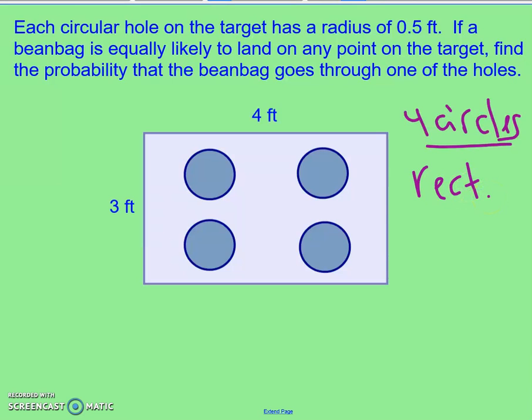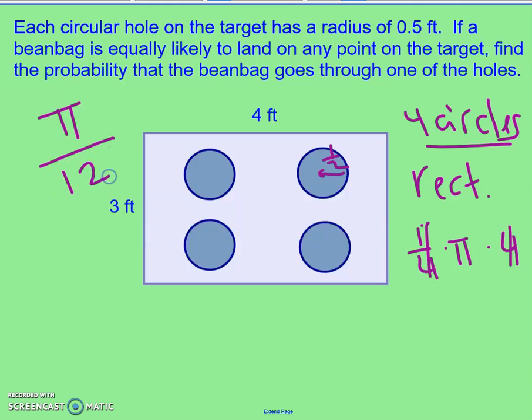So each circle, it says, has a radius of 1/2 foot. So the area of one circle, radius squared, would be 1/4 times pi. And then we have 4 of those, 4 circles. So a fourth times 4 just cancels out. So the probability of our circle would be pi. And then the rectangle is 3 by 4, so it would be 12. You can leave that as a fraction or you can divide it out if you want to. Either's fine. But pi over 12 would be the probability that we're going to hit it.